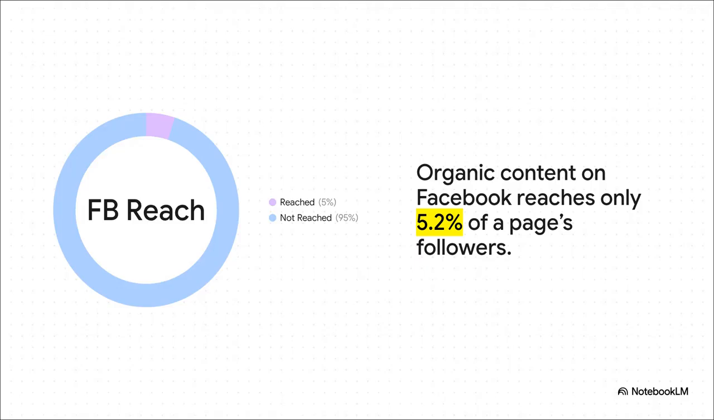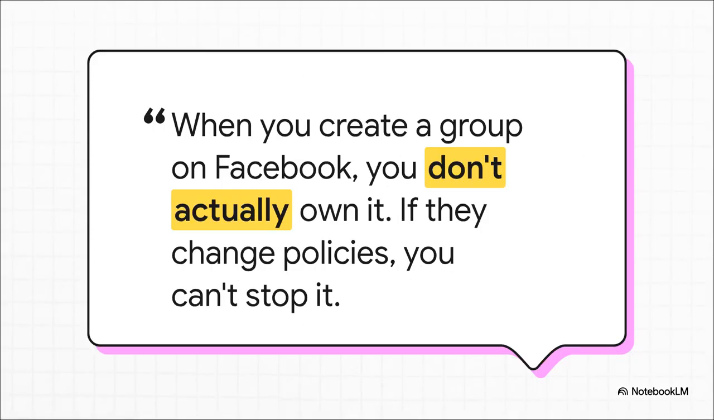Let's put a hard number on that algorithm problem, because this is wild. The average organic reach for a Facebook page is a measly 5.2%. Think about that. That means if you have 100 people in your group, almost 95 of them might never even see your post. You're basically shouting into a void that's designed to ignore you unless you pay up. What this really means is you're building something valuable on land that someone else owns. And if they decide one day to just bulldoze it or change the locks or jack up the rent, you're out of luck. It is a massive risk for anyone trying to build something real.